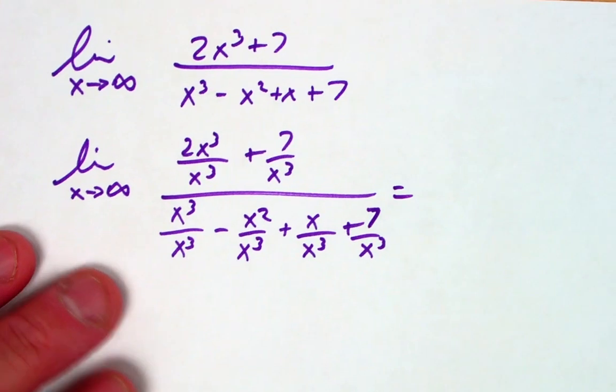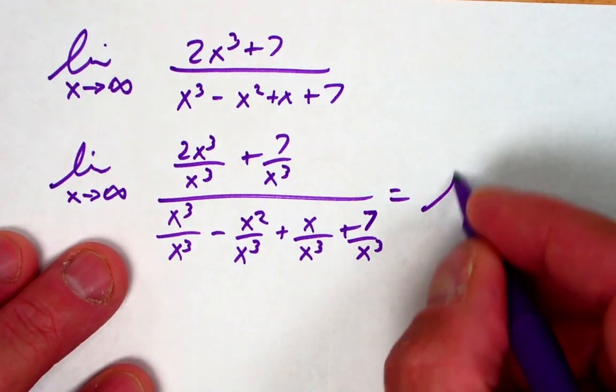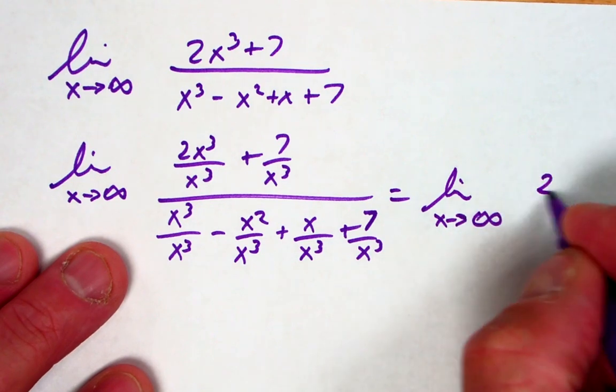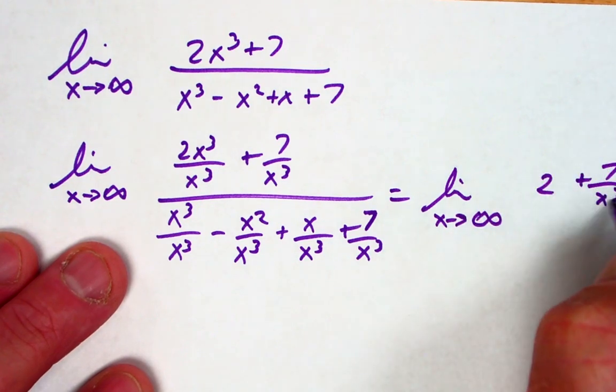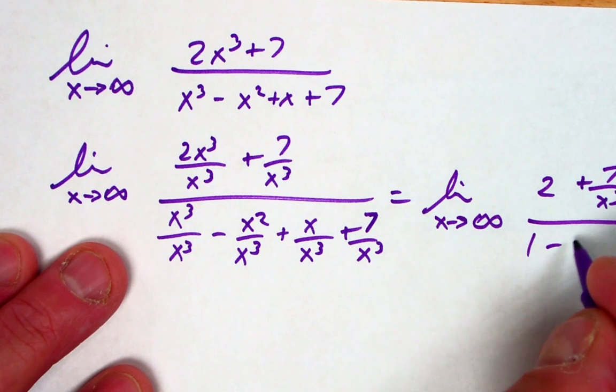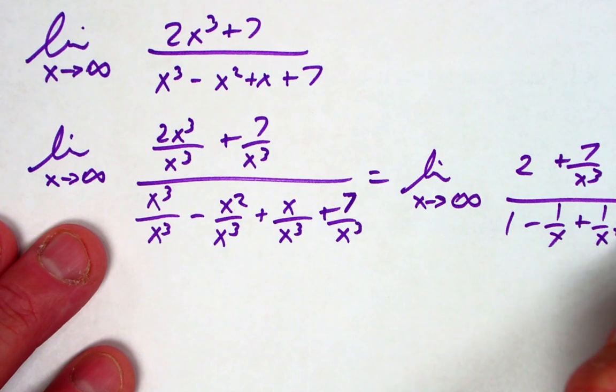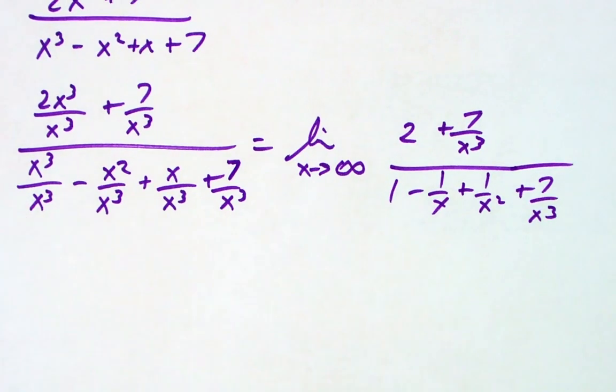So now I'm going to simplify this, because you see there's a ton of stuff we can simplify. The limit as x approaches infinity of 2 plus 7 over x to the third, over 1 minus 1 over x plus 1 over x squared plus 7 over x to the third. Why did we do this? Because now we can picture what's going to happen as x gets larger and larger and larger.